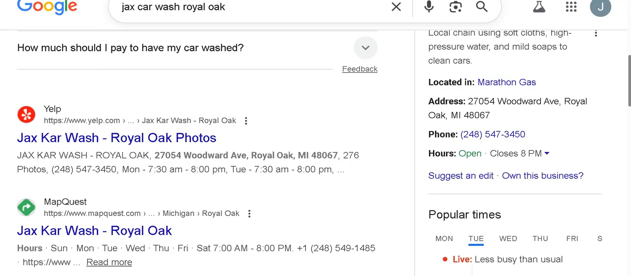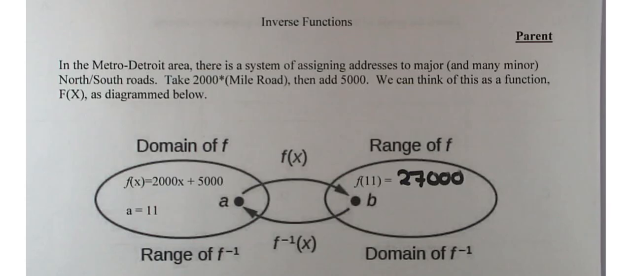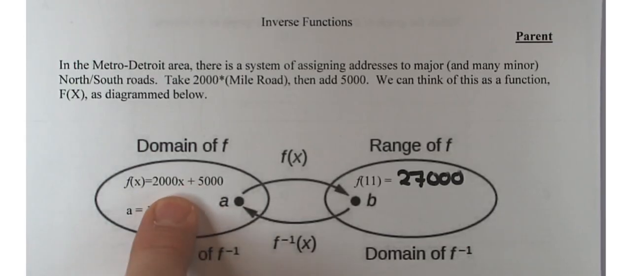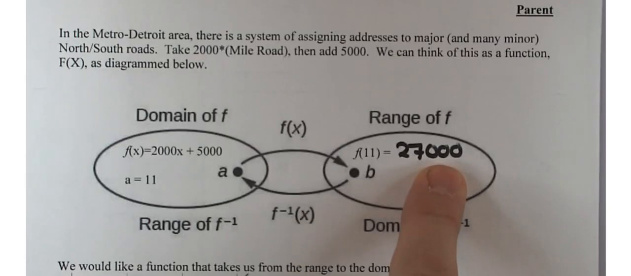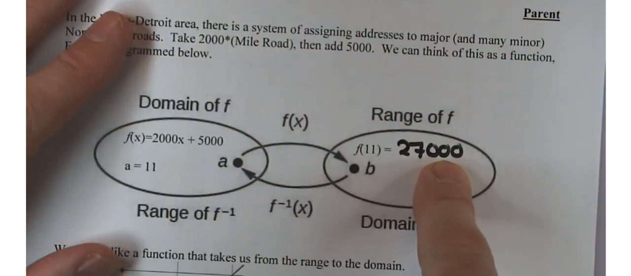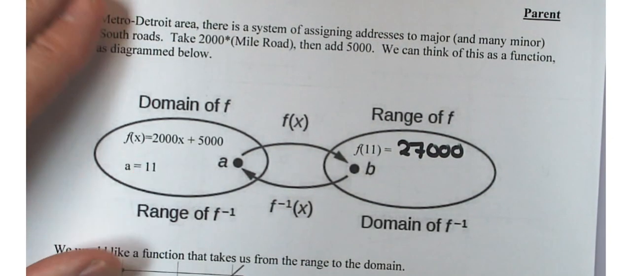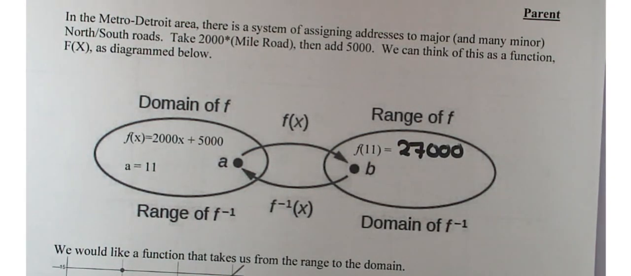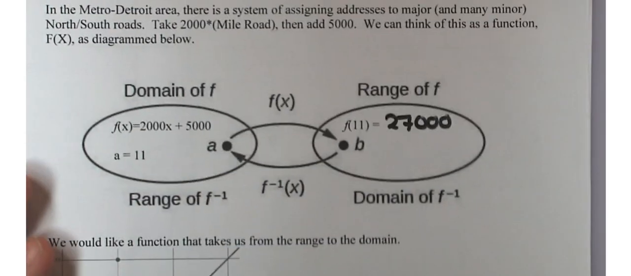If you don't have your phone available to you and you're trying to decide, is it worth a drive out to some place, you can figure out where it's at. But you've got to do the opposite of the function. The function starts out with a mile road and gives you an address. But what we're going to look for is something that does the opposite. We want to start out with the address and come up with a mile road. That would be useful. So it's the inverse function, something that undoes what the function does.